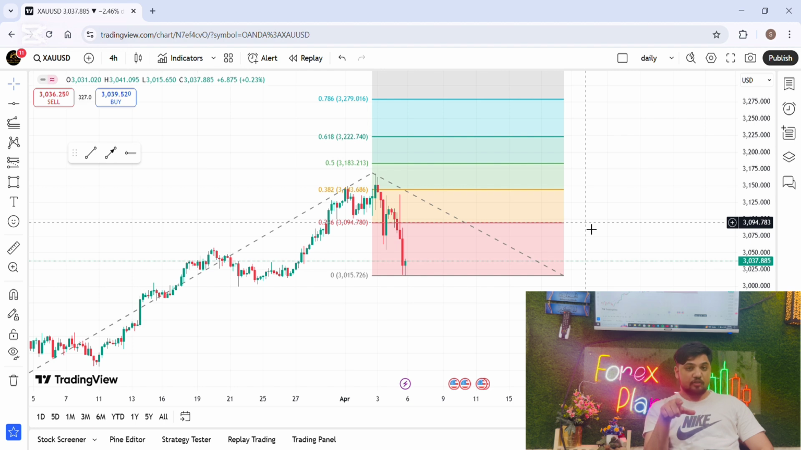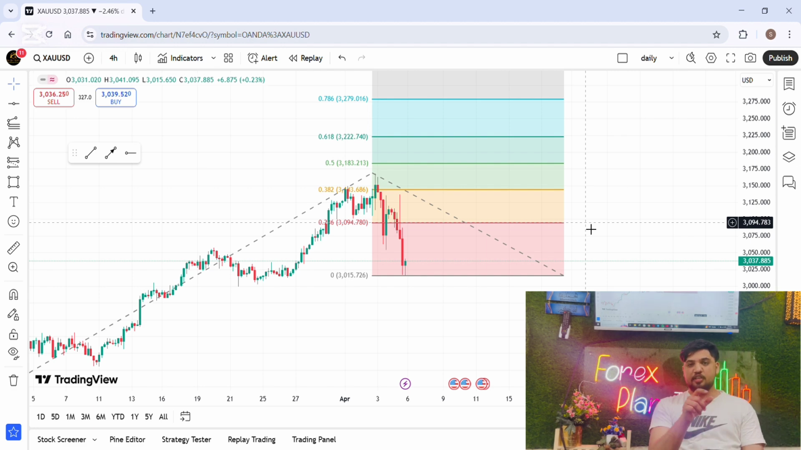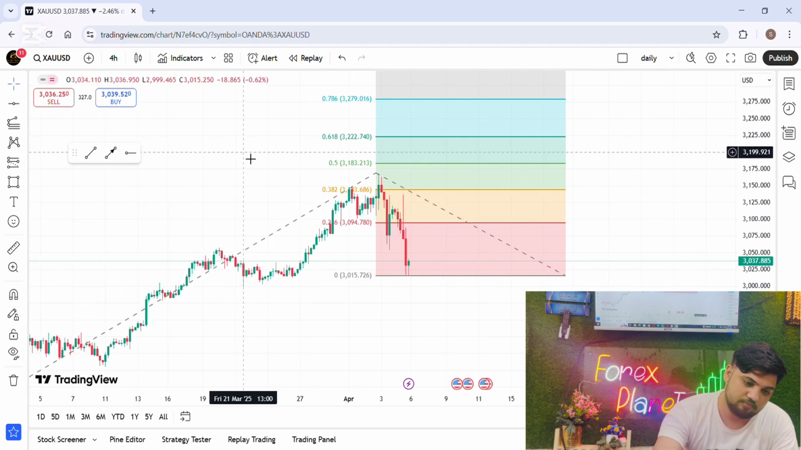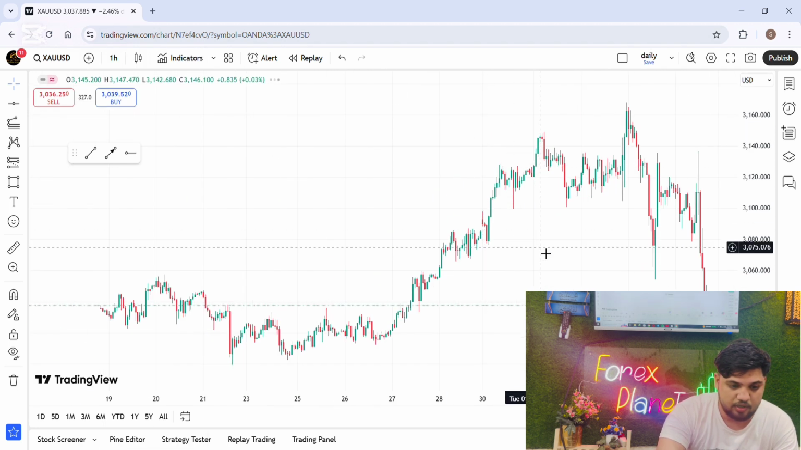3095, almost 60 pips away from that point. The second target will be 3143. Sorry, there is a yellow mark, and as you know, yellow is a light color. So the third target is 3183, and the fourth target will be 3222. Okay, so this is all about gold. Let's move to H4 for a quick rapid fire, so we can try to analyze.